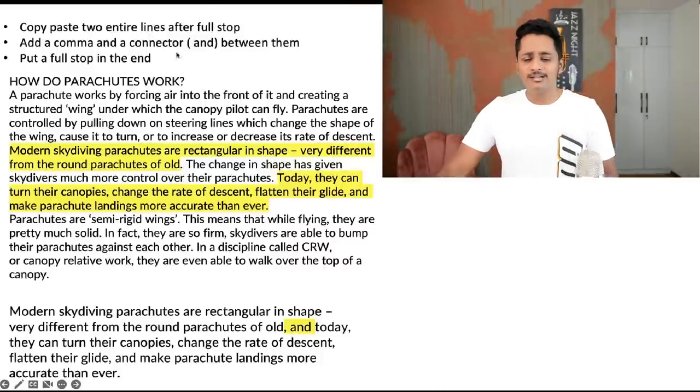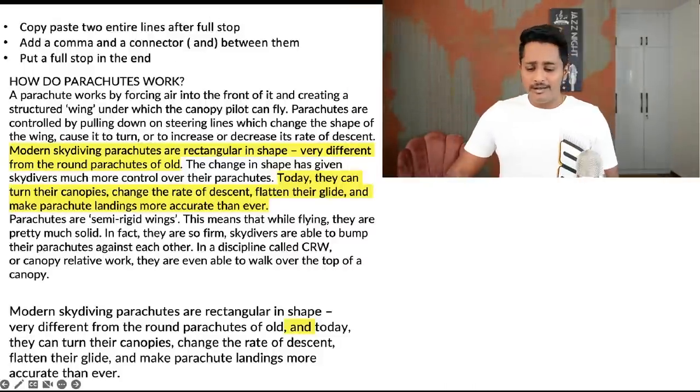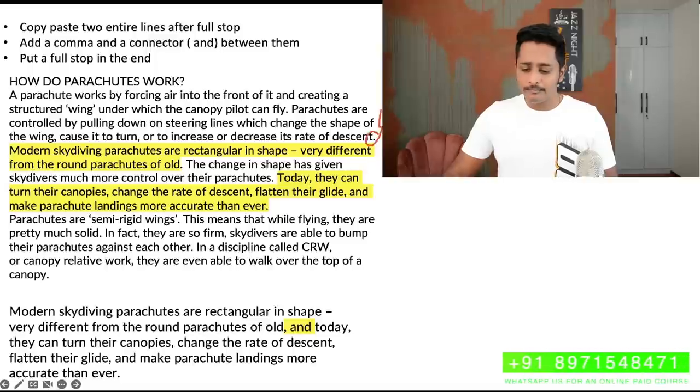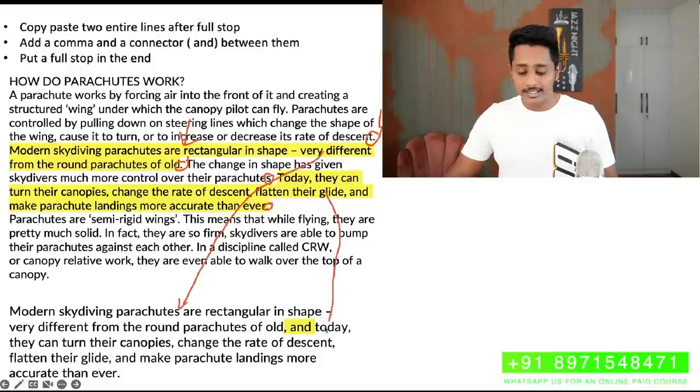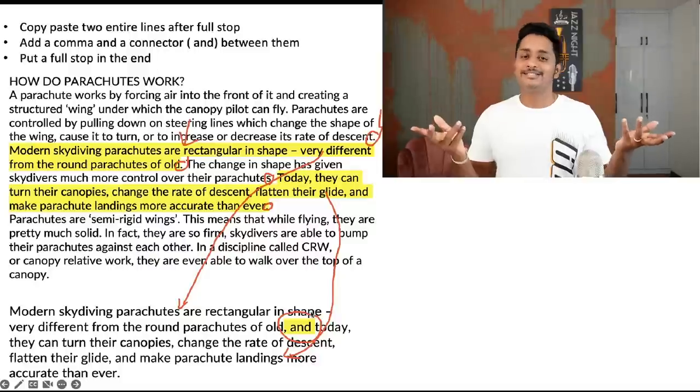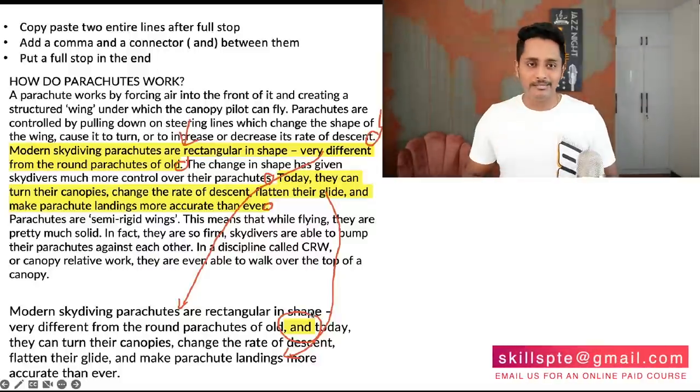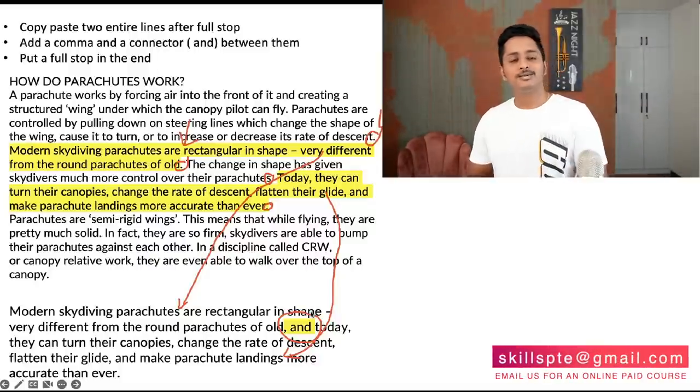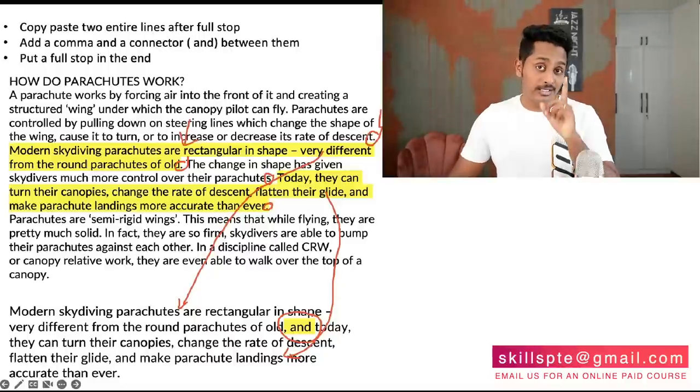So look at this. I've got a big paragraph. After a full stop, see here, I'm copy pasting till I find another full stop. After a full stop, I'm copy pasting till I find another full stop. The first line I retained here. Second line I retained here. Between them, comma, and that's it. No spelling mistake. Zero spelling mistake. Do this, zero grammatical mistakes. You get complete 3 to 4 marks towards your reading as well.